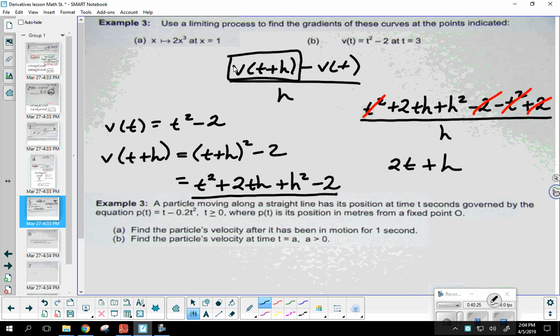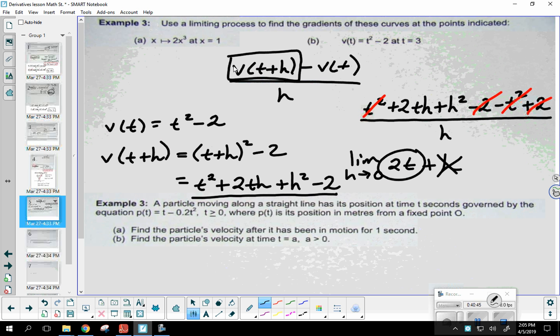Now that's just the difference quotient. That's the gradient of the secant line. Now we take the limit. In this case, it's the limit as h approaches 0. So my derivative is just 2t. And does that make sense with what we've seen today? Yeah. Okay. But now the problem's not done.